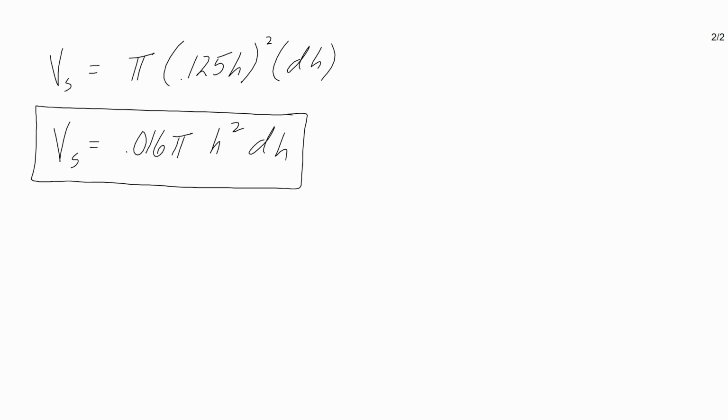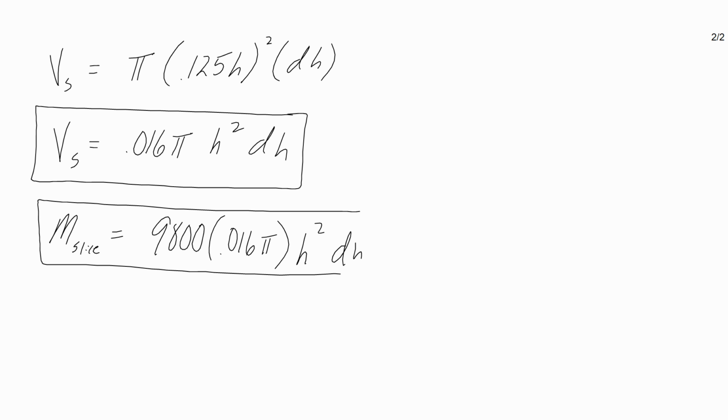What is the mass? So go ahead and do that. Volume times the density, which the density is going to be 9,800. So I'm just going to go ahead and throw it in there. Volume times density is mass. Mass of the slice is equal to 9,800 times 0.016 pi times h squared dh. And then multiply that by the distance, which is going to be 4 minus h. And that's the force of the slice, which is equal to the mass times the distance.